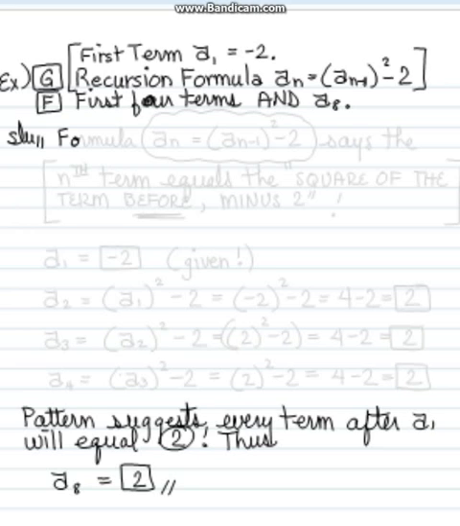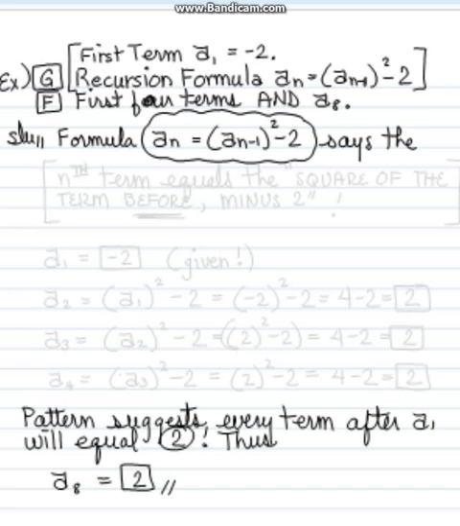First, we're given the first term, a sub 1 equals the value -2, and then we're given the recursion formula to define the nth term. a sub n equals (a sub n minus 1) to the second power, this is the base, and then -2 on the outside. So what we see here is that a sub n is the nth term, and a sub n minus 1 is the n minus 1th term.